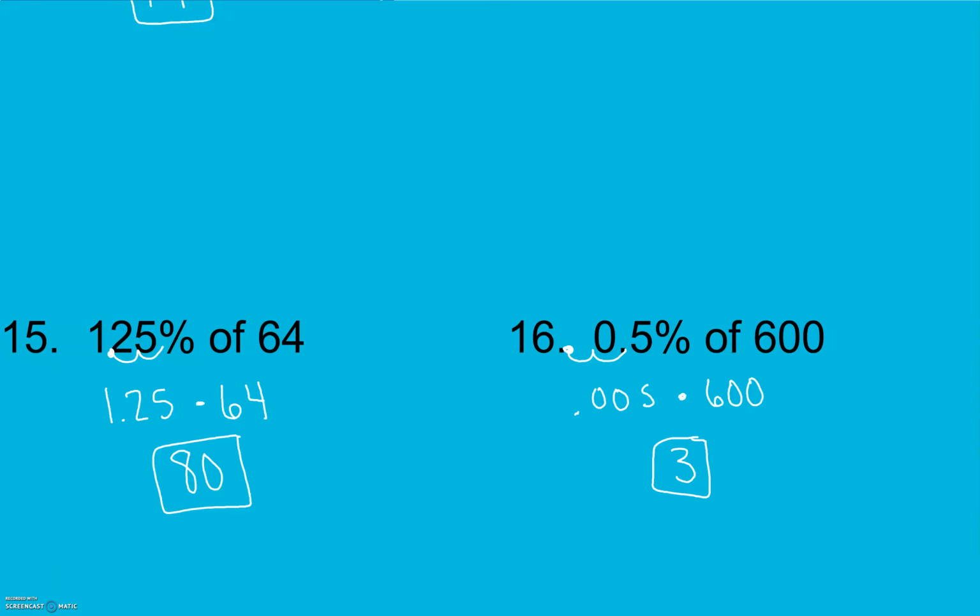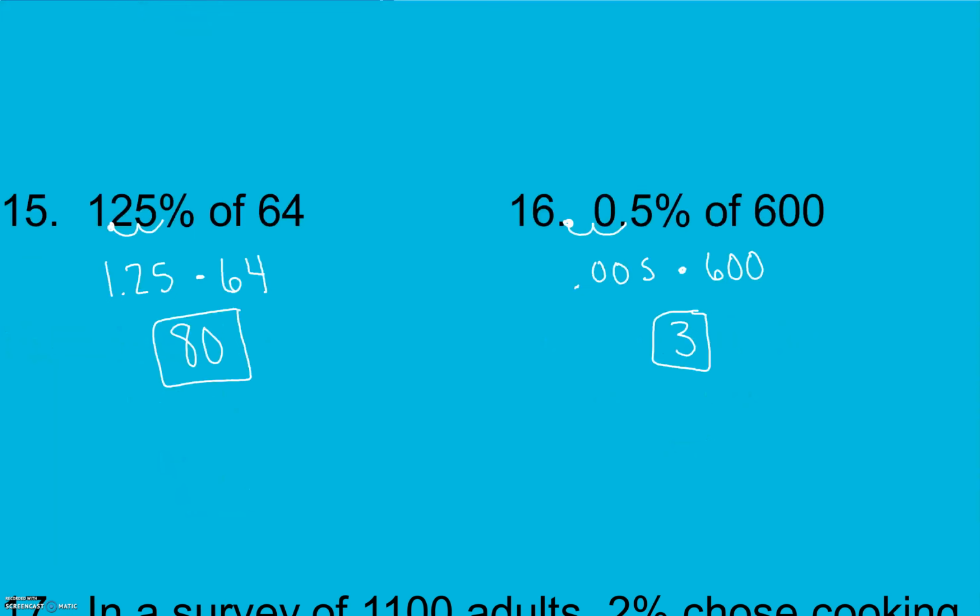Check your answers along the way. Do these make sense? In 15, for example, we needed over 100% and our number was bigger. In 16, we had less than 1%, a very small amount, of 600 is 3. And so those seem reasonable.